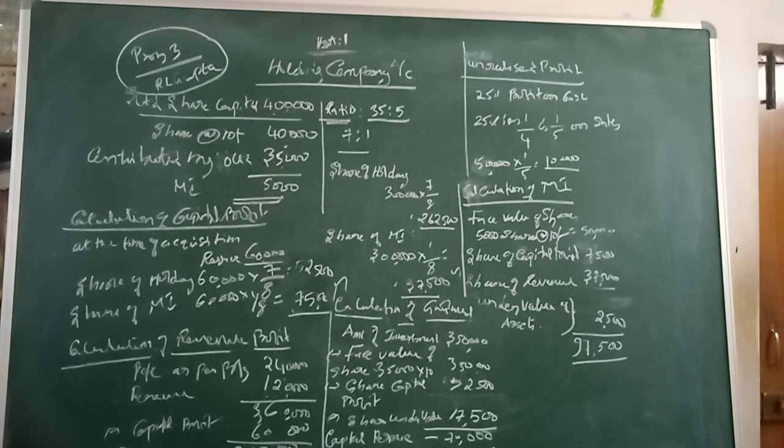So we have to take the ratio as 35 is to 5, that means 35,000 is to 5,000, that is 7 is to 1. We have to take that as the ratio between the holding and the minority. The capital profit is apportioned based on 7 by 8 and 1 by 8. That is, capital profit should be apportioned between holding and minority.